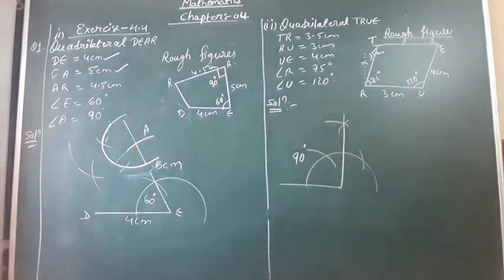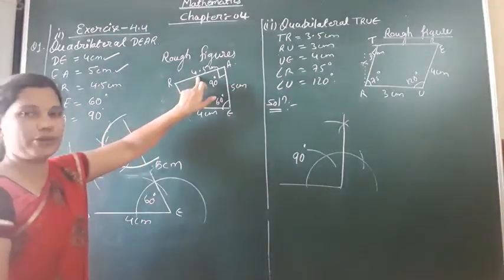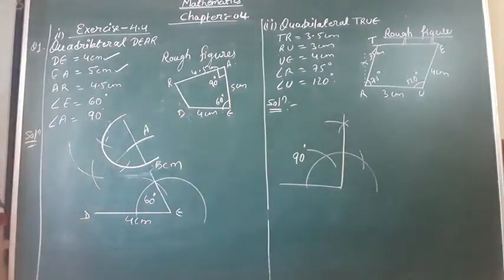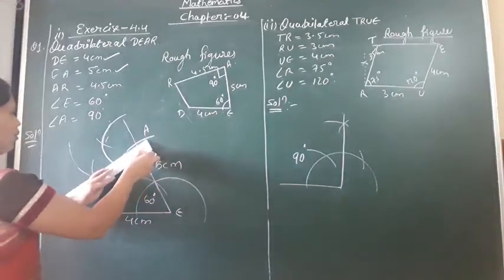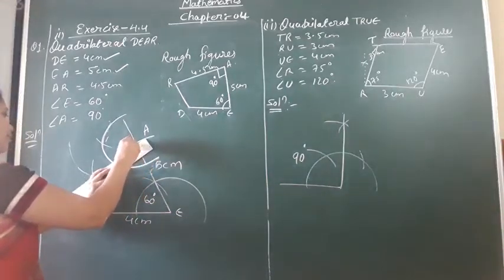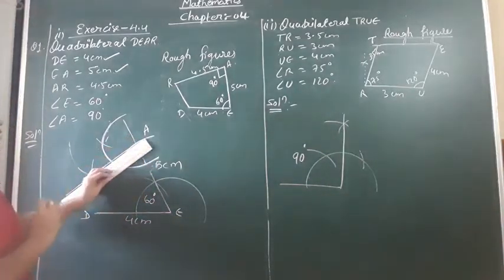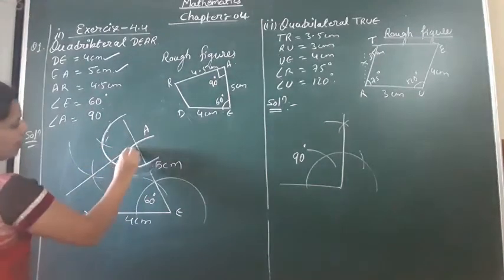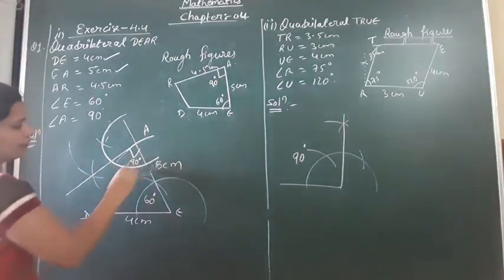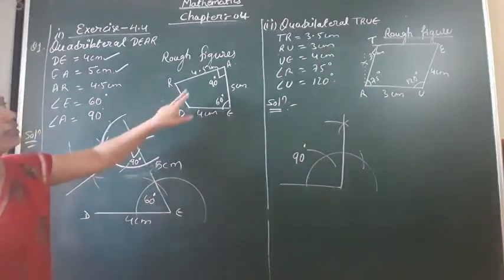Now after this, what is the measurement we are having? 4.5. With the help of our scale, what are we going to do? We are going to get an intersection point. So join the intersection point and produce like this. So here we have to construct a 90 degree. Clear everyone?